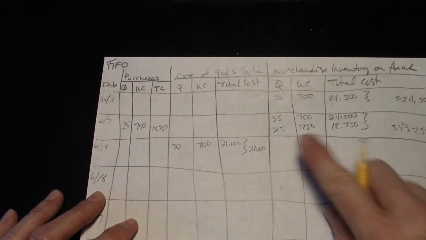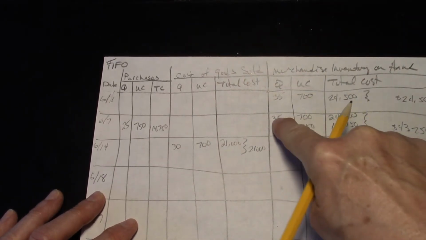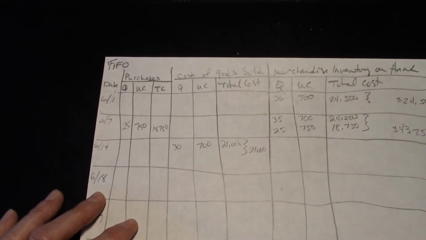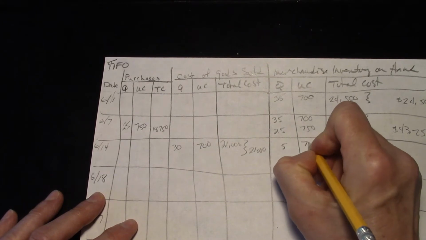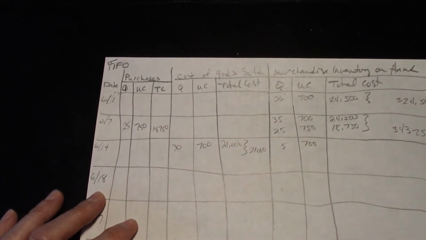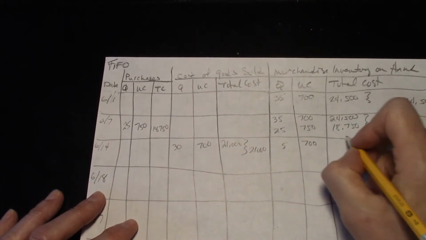Now, we have to update this because we no longer have this many sofas, right? So 35 minus 30 leaves me 5 of the $700 sofas, and that's 3,500.